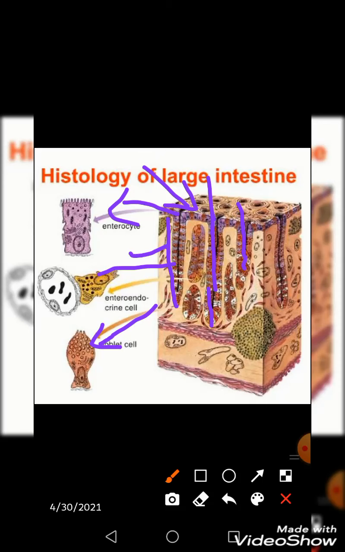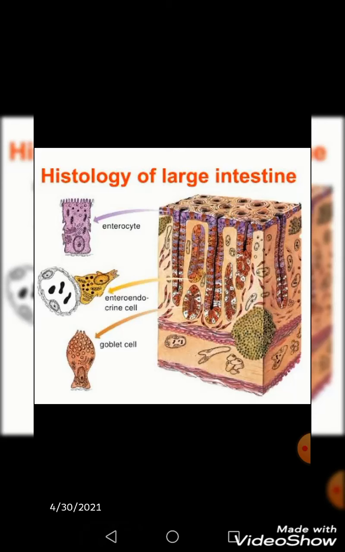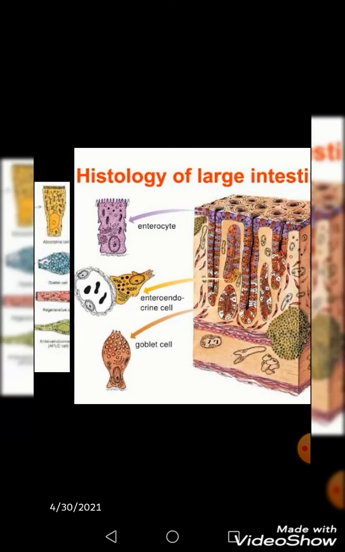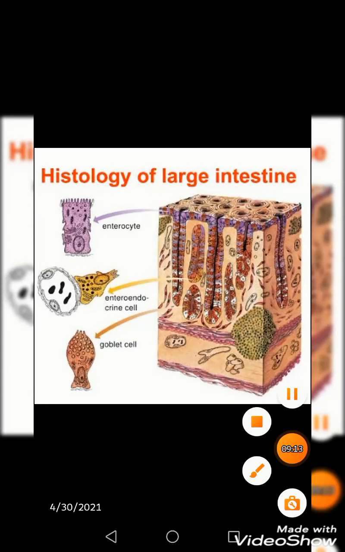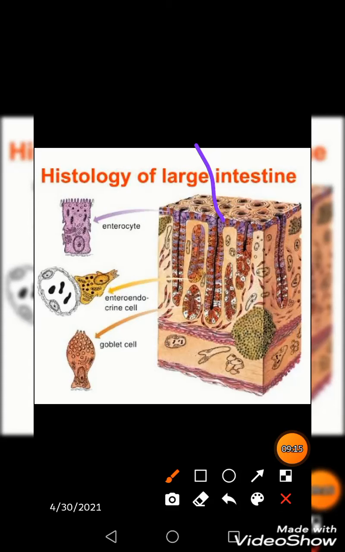And what else do you find in this diagram? The mucosa of the large intestine is not showing the villi, not showing the plica circularis. So the things you observed in the small intestine are no more there, except the crypts of Lieberkühn, or the simple tubular glands. Now comes the lamina propria.